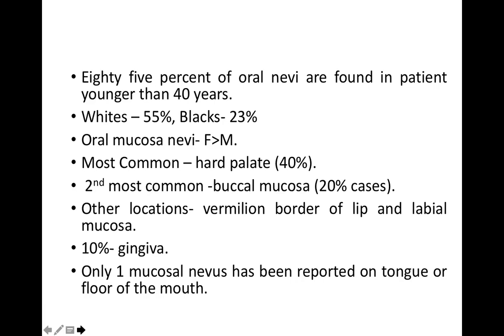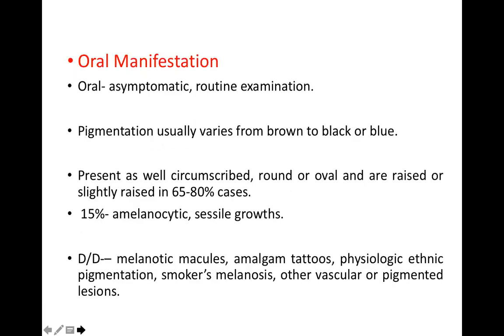85% of oral nevi are found in patients younger than 40 years. They are mostly seen in whites, approximately 55%. Oral mucosal nevi are mostly seen in females. The most common site is hard palate, 40%. The second most common site is buccal mucosa. Other locations are vermilion border of lip, labial mucosa, and 10% occur in gingiva. Only one mucosal nevus has been reported on tongue or floor of mouth.